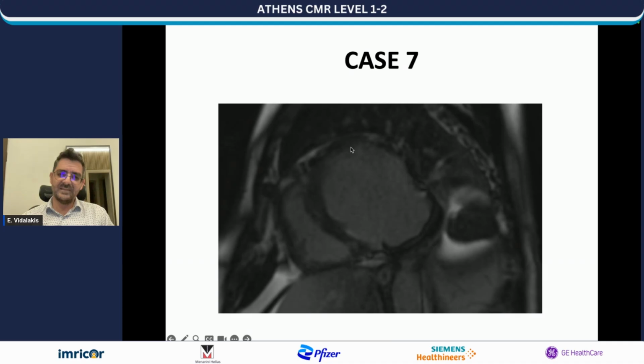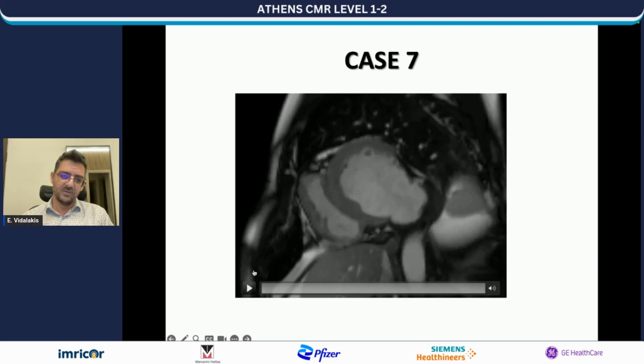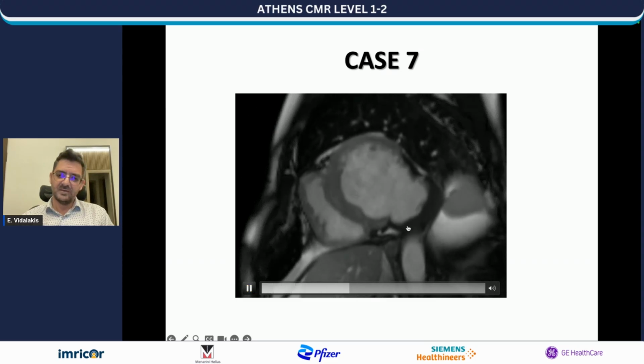This is the LG image of the short axis view at the point of the aneurysm. And here is the thrombus, as you can see. And also the same slice with cine.